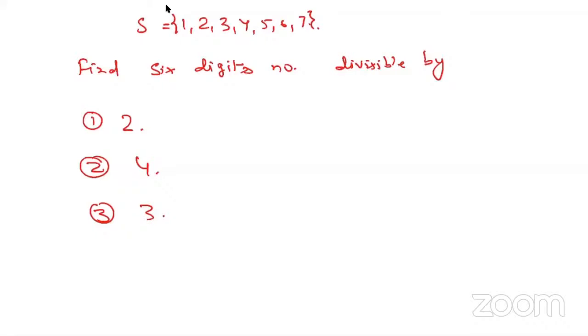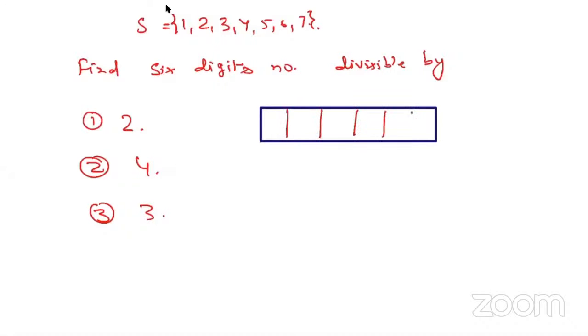Let's start with the first one, divisible by 2. We go with 6 places, dividing 1, 2, 3, 4, 5 lines into 6 parts. The unit place must be even, so we have the options 2, 4, 6. That gives us 3 options.